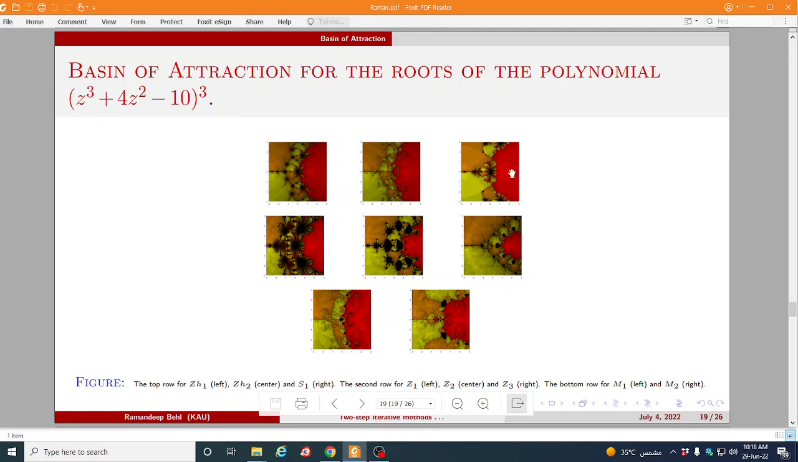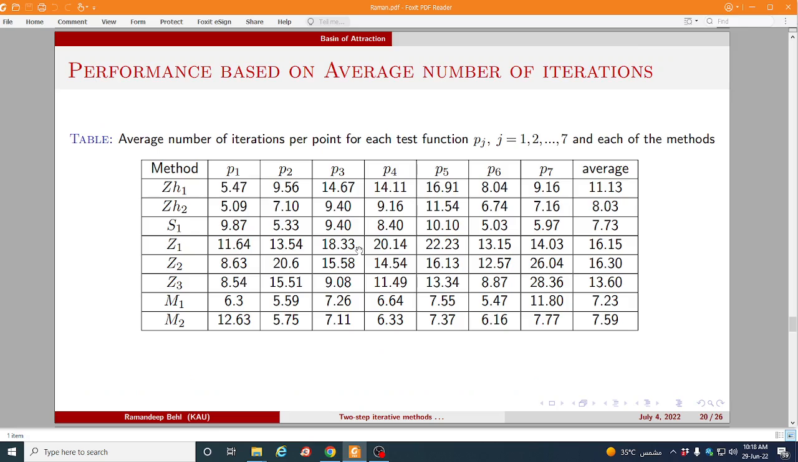Next we have another polynomial equation, this one. So again you can see here the existing methods. Again we have fewer divergent points, brighter basins of attraction, and a wider range as compared to them. So we can say that our methods are superior to the existing methods.